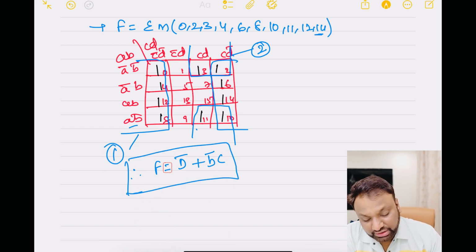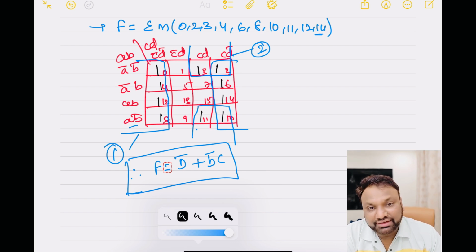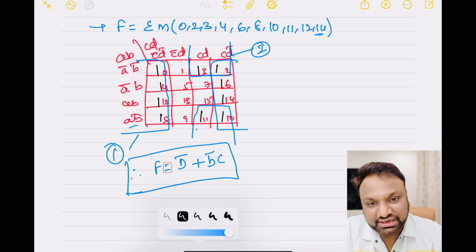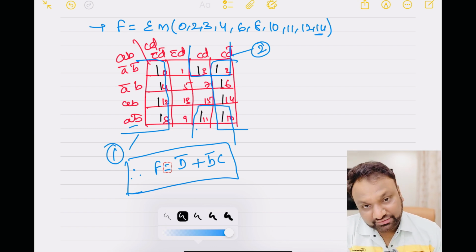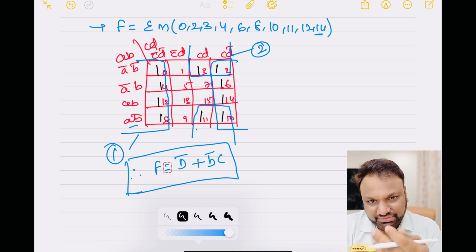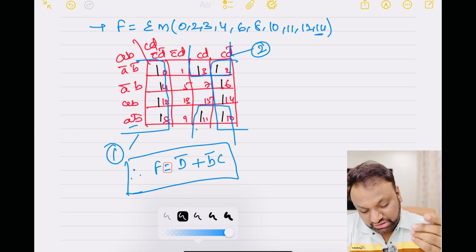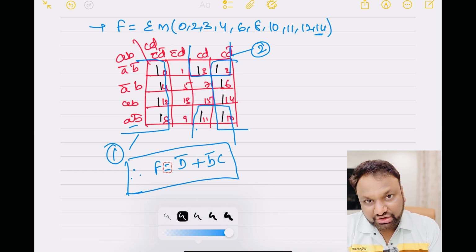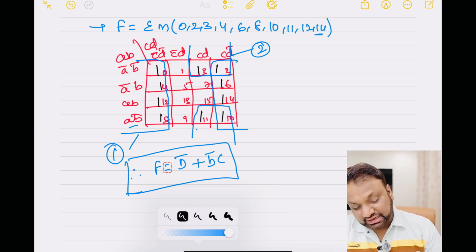You can go and minimize in the traditional method also, like I have already shown in the 2 variable and 3 variable K-map. I have shown a simple trick to write the minimized equation if you are unable to check the common terms here, right? So this is the answer.